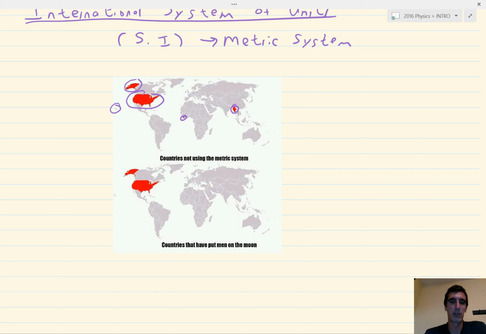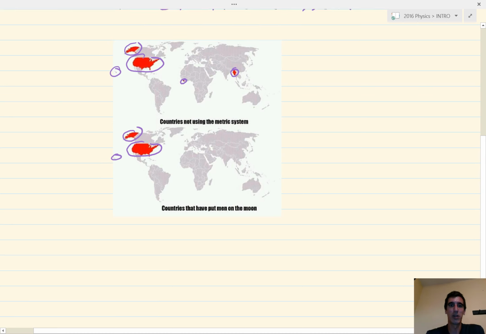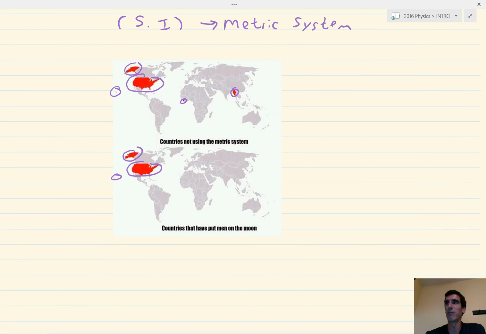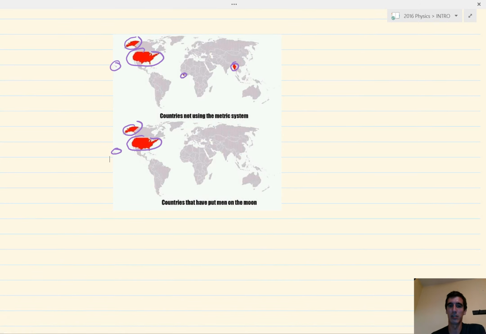So let's scroll down a little bit. Countries that have put men on the moon. Well, naturally, the United States would be a country that put a man on the moon. Obviously, because it's the most powerful country in the world. So by default, we got to look at the other two countries that haven't put a man on the moon, but probably are going to next because they do not use the SI units. So Myanmar over here should probably put a man on the moon. And Liberia over here should be putting a man on the moon any day now, I think.